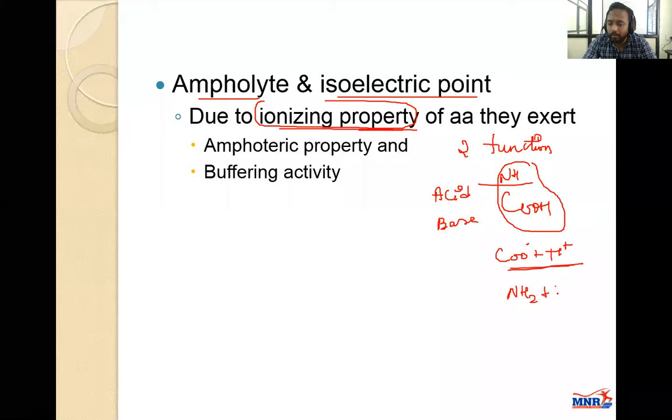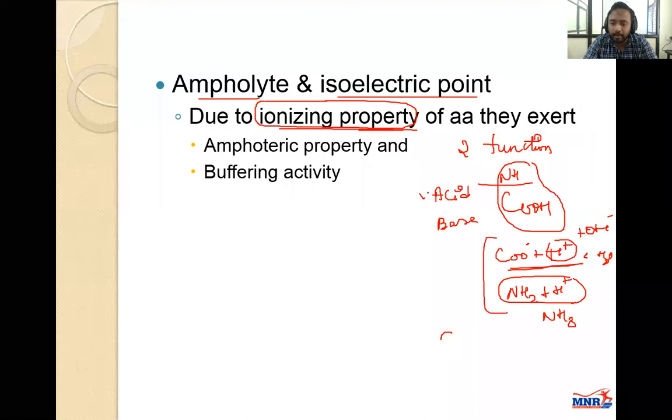NH2 can bind with the H plus ion and become NH3. So accepting an acid, it can become the base. Or sometimes, for example, in the alkaline medium, H plus is donated to the OH minus. It is neutralized to water. So these two functional groups can be ionized, and because of this characteristic, it can act once as an acid, once as a base, depending on the environment.